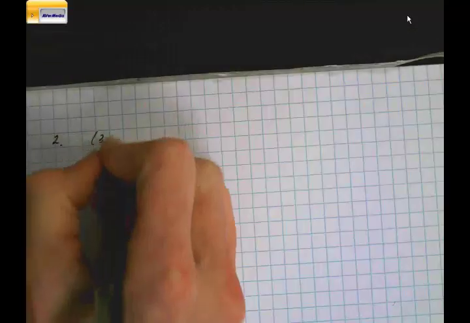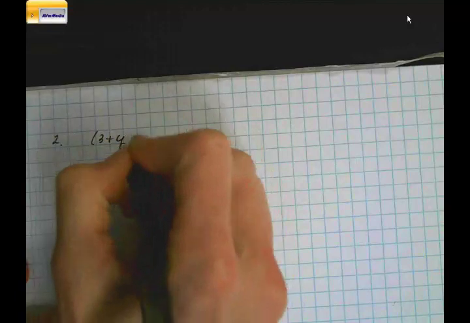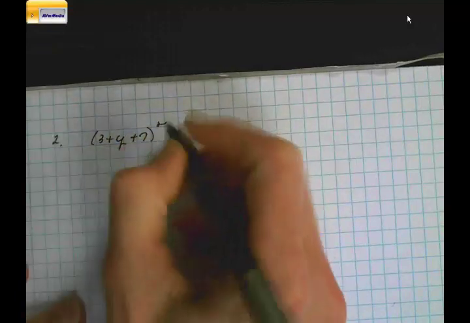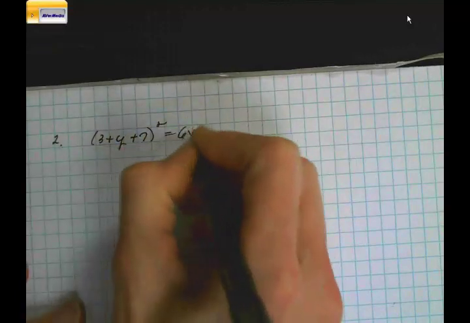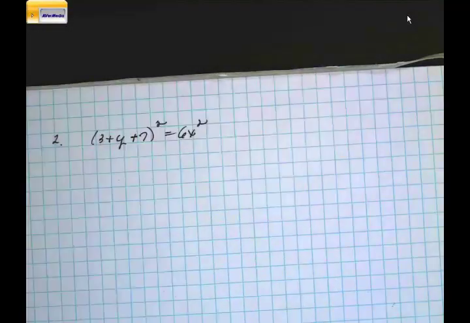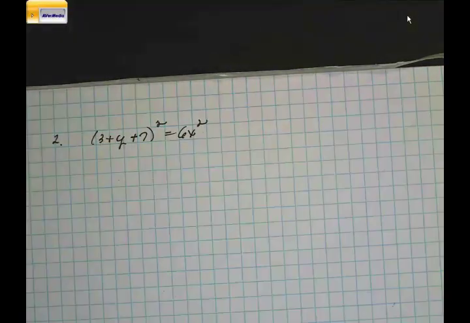Okay, here's another one. This is weird. This one says 3 plus y plus 7 squared equals 6x squared, and they want me to compute dy/dx.